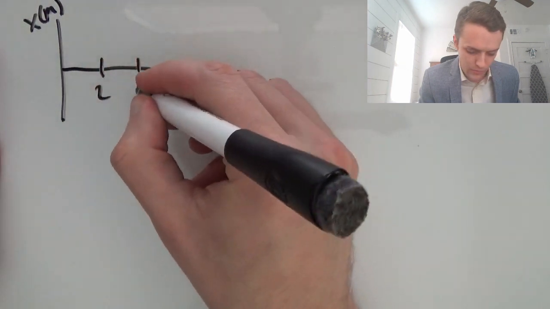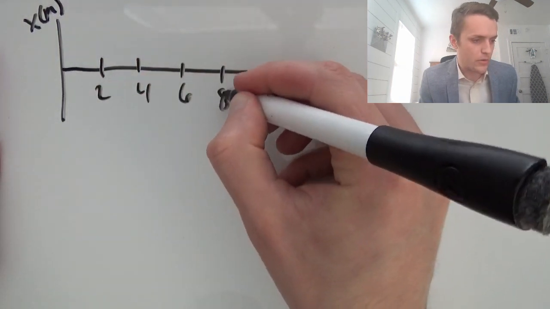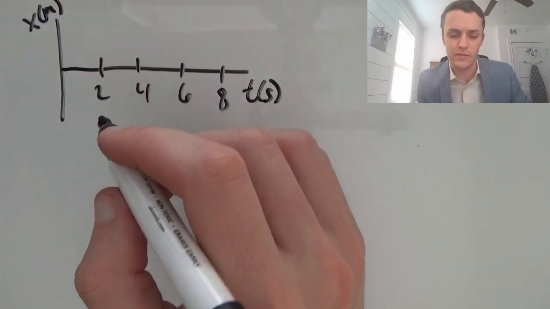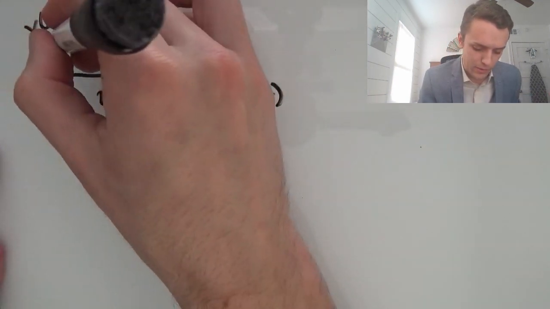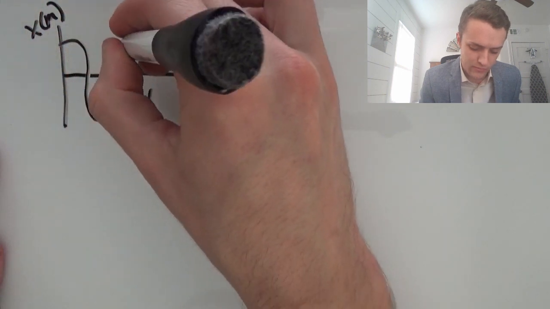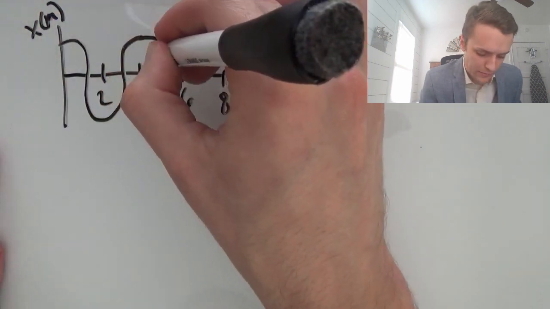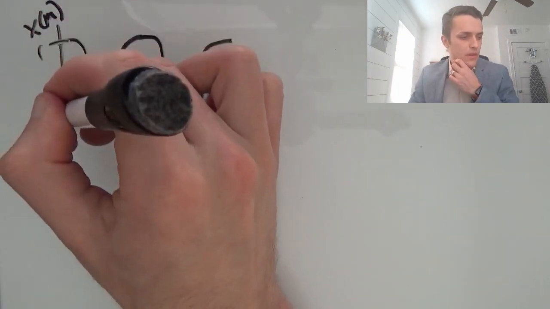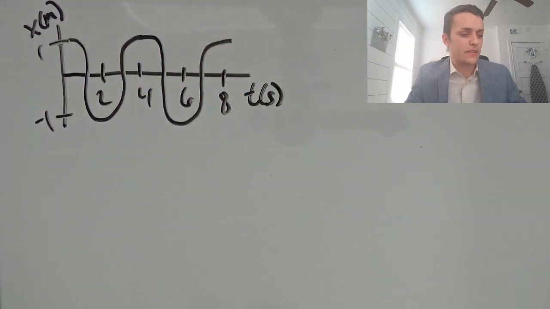2, 4, 6, 8. What you should notice here is that we have a longer period, right? It takes 4 seconds to do one full oscillation. So our period here is 4 seconds. And it goes back and forth again, just between 1 and -1 meters. Lovely. So our first one, this is a spring oscillator.